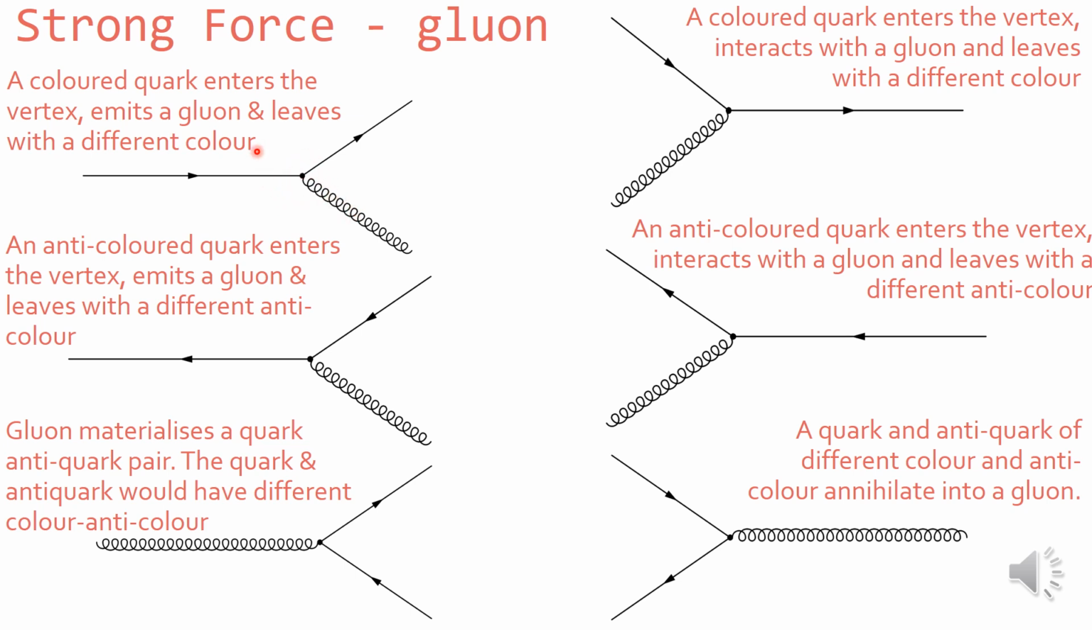Okay, so a gluon can be seen as a pathway for the exchange of colour. So we can see that a coloured quark enters the vertex here and emits a gluon, and it leaves with a different colour. So let's say a red quark enters, it emits a gluon, then a blue quark could leave.